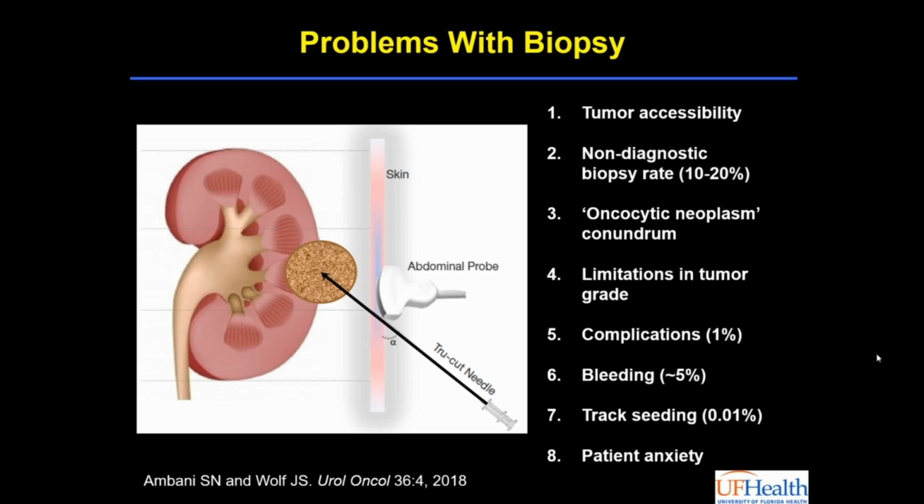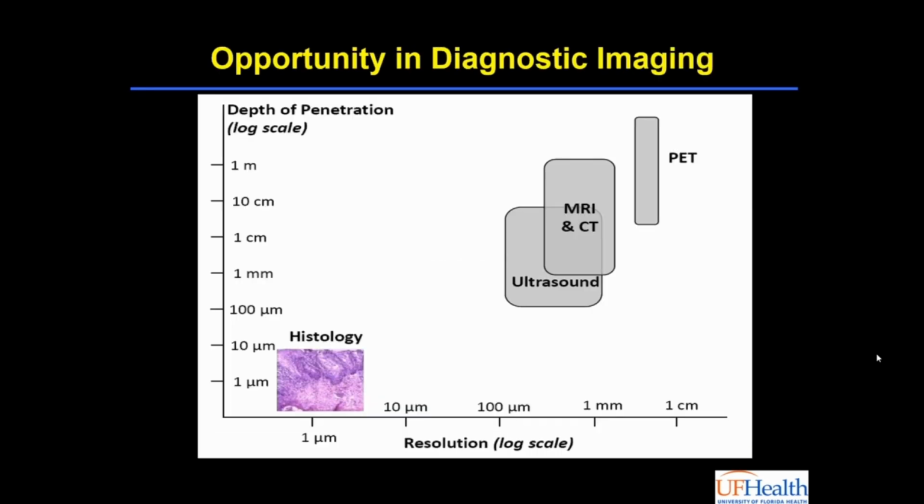Number four, there is a situation where we can get tissue and it tells us what subtype, but it doesn't tell us how aggressive it is based on the tumor grade because of the limited tissue that they have to analyze. Lastly, there are complications: a 1% complication rate, a bleeding rate of 5%. And I mentioned before, cancer tract seeding, albeit very low risk, is still a risk nonetheless. And that certainly relates to a lot of patient anxiety of undergoing a biopsy.